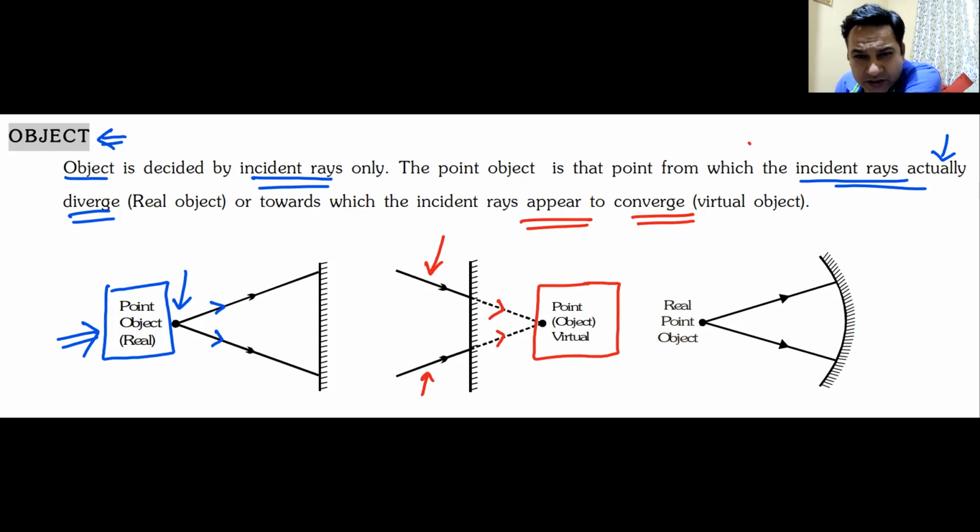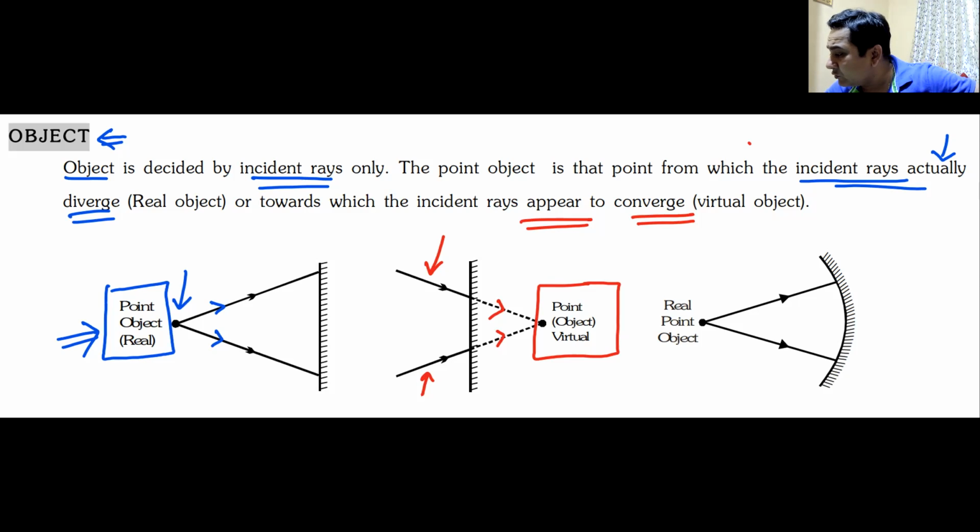So for an object to be real, incident rays must be actually diverging. For an object to be virtual, they must be appearing to converge. The blue and the red diagram very specifically tells us which object is real and which object is virtual.